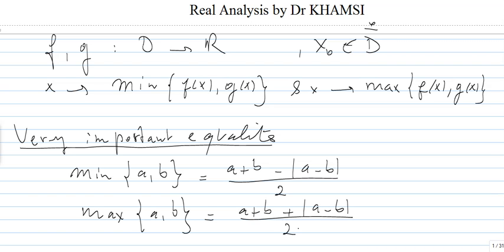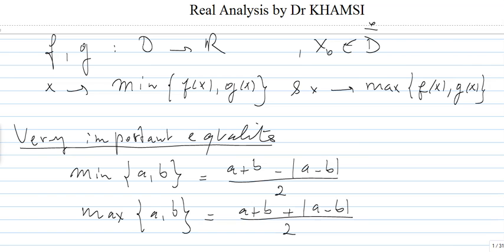So, just to give an example, let's look at the max. Assume that a is bigger than b. Then the absolute value of a minus b will be a minus b. A minus b plus a plus b gives me 2a divided by 2, that's a. And the same goes for the other one. So these relations are very important, which means, in fact, that to prove whatever you want to prove, it has to do with the absolute value.